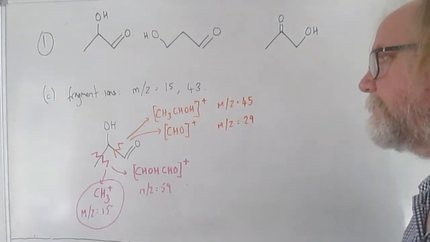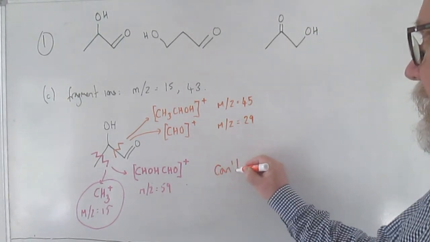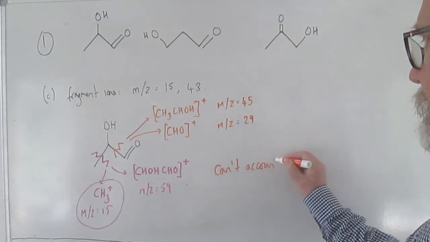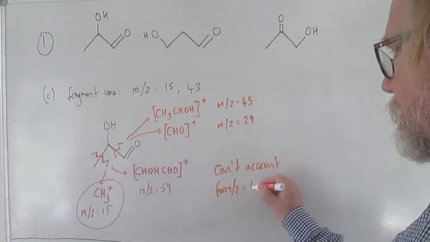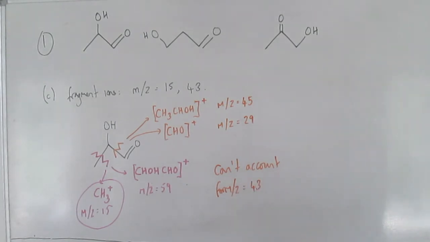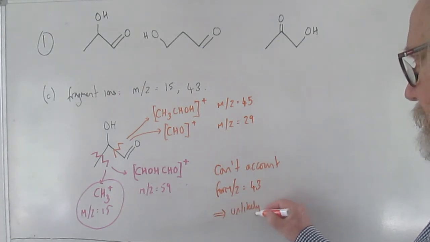Okay, so those are fragment ions which could be formed if this were the structure, but neither of them has an m over z of 43. Don't say, oh, 45 is pretty close. It's got to be absolutely on the nail, otherwise it's not a plausible fragment. So the problem with that is that we can't account for m over z of 43. So that means that this is unlikely to be correct.